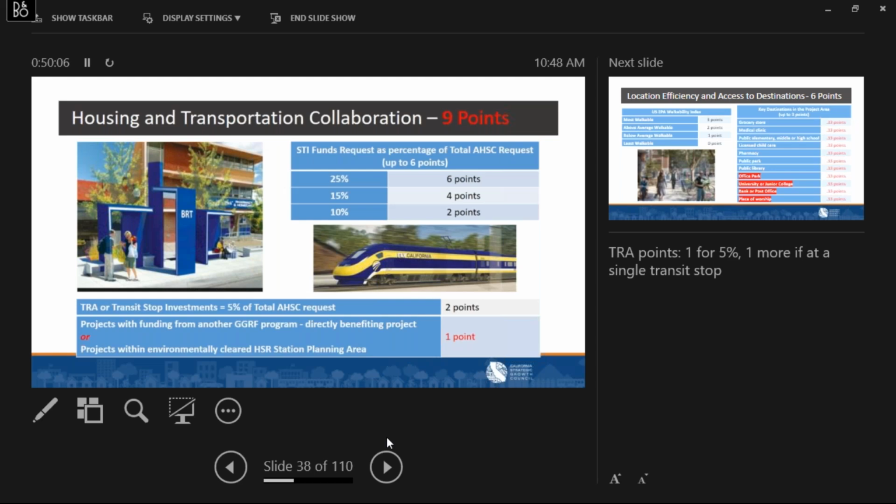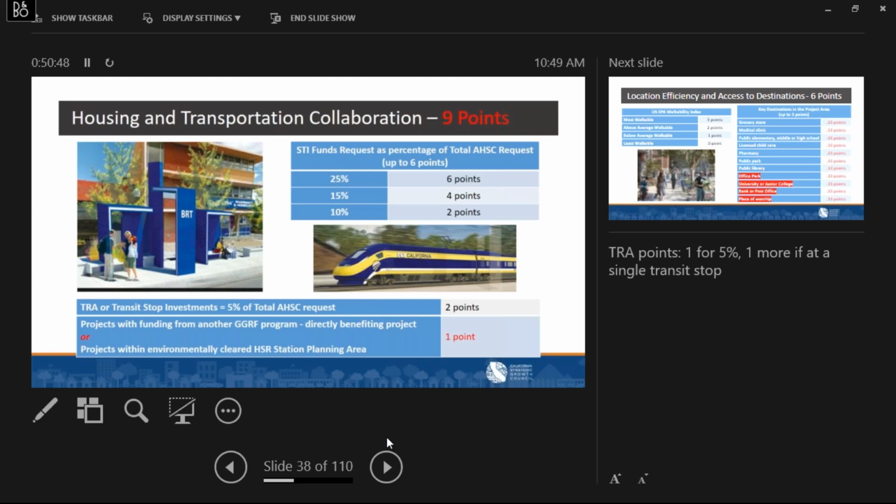So housing, transportation, collaboration, previously worth 10 points, is now worth 9 points in these round 5 guidelines. So that first graph or chart in the top right portion of the slide, this chart details the 6 points available for requesting STI funds as represented by your total AHSC funding request. So the amount of STI funds requested divided by your AHSC total funding request, if that is 25% or more, your project's eligible for 6 points, and then a couple less points depending on the ratio.